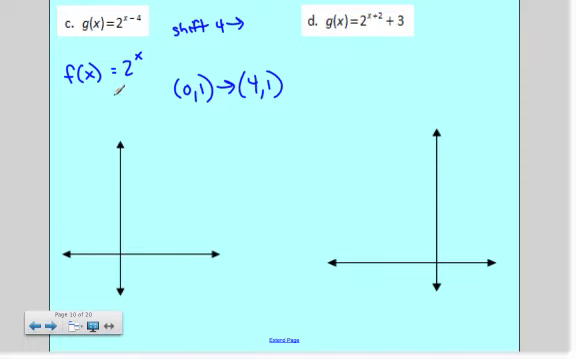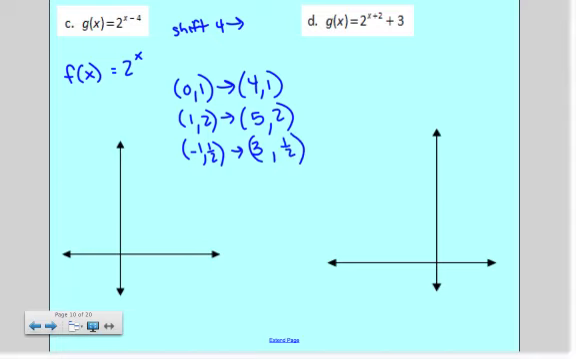So on the parent function 2 to the x, the point 1, 2 is going to become, all right, to have the same y value, we're going to have to shift the x coordinate 4 places. So it's going to be 5, 2. All right, what happens if we do negative 1 and then we know on the parent function that's 1/2? In order to have the same y value, I'm going to have to shift that negative 1, 4 places. Okay, so now you can see what the graph should look like.